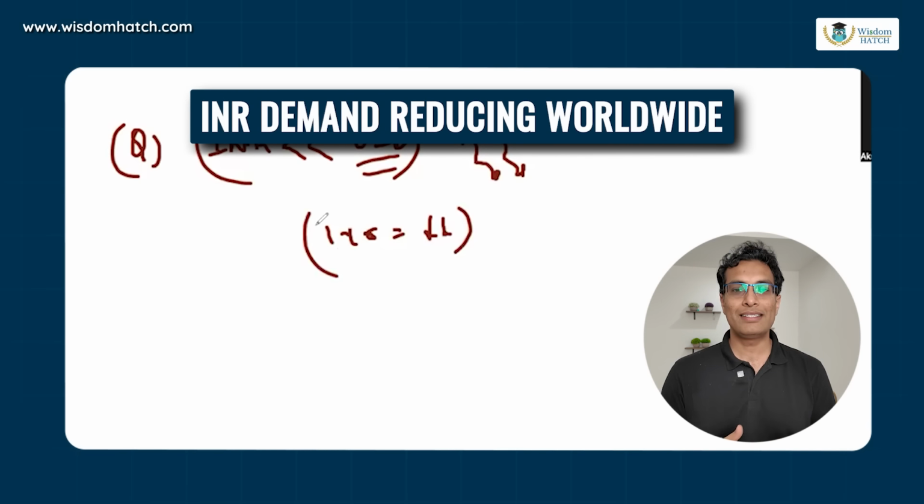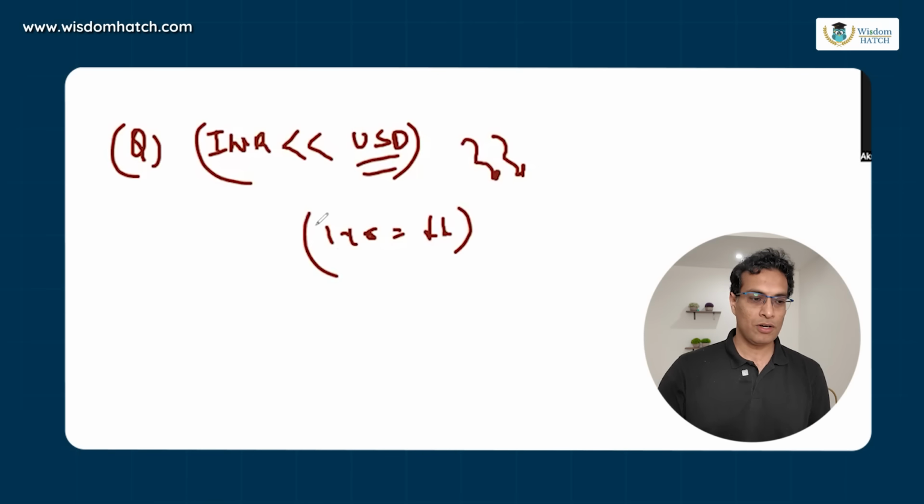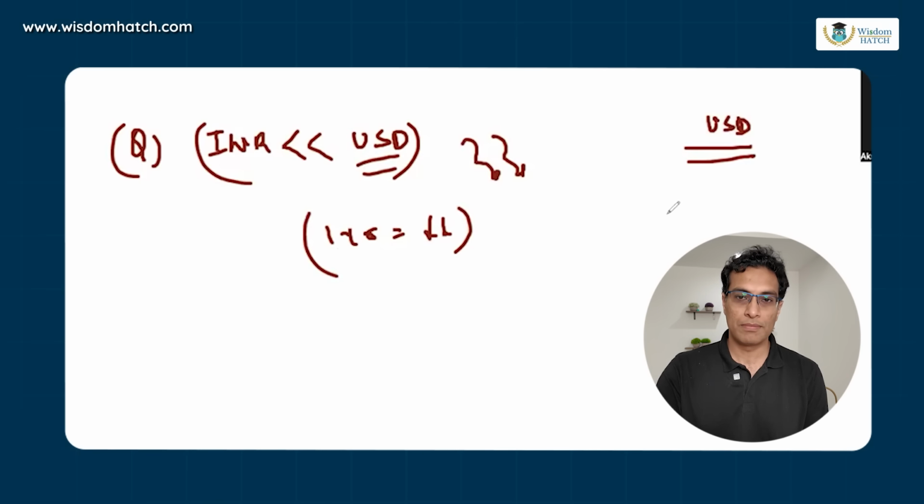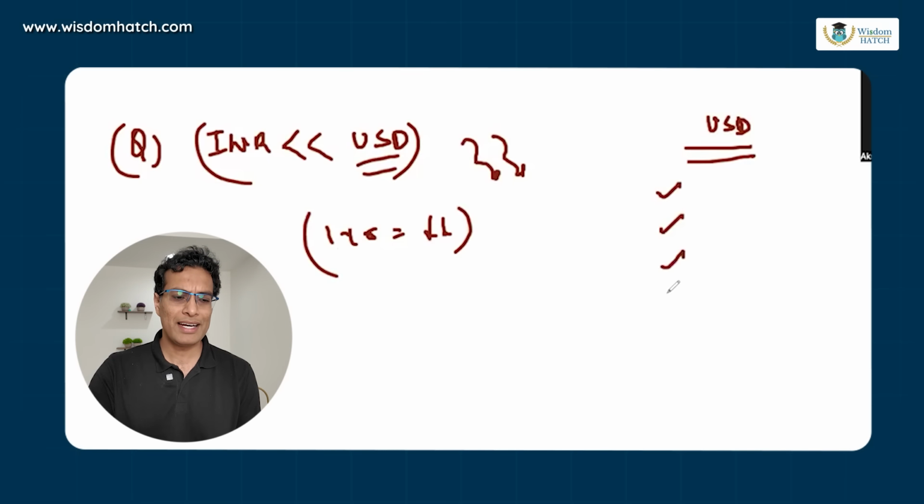Okay, so why is it that this is happening? So then you need to understand a little bit of macroeconomics. You need to understand and ask a very basic question: why is it that the demand for US dollar goes up?